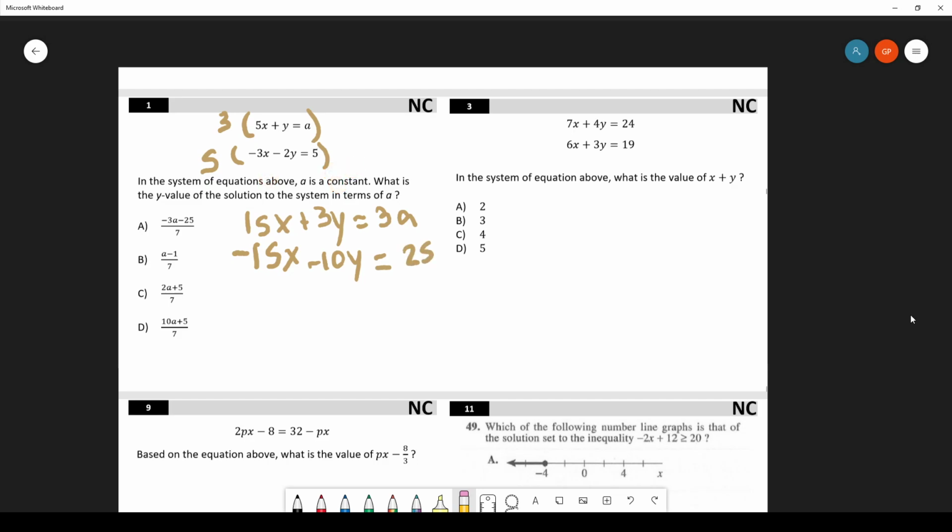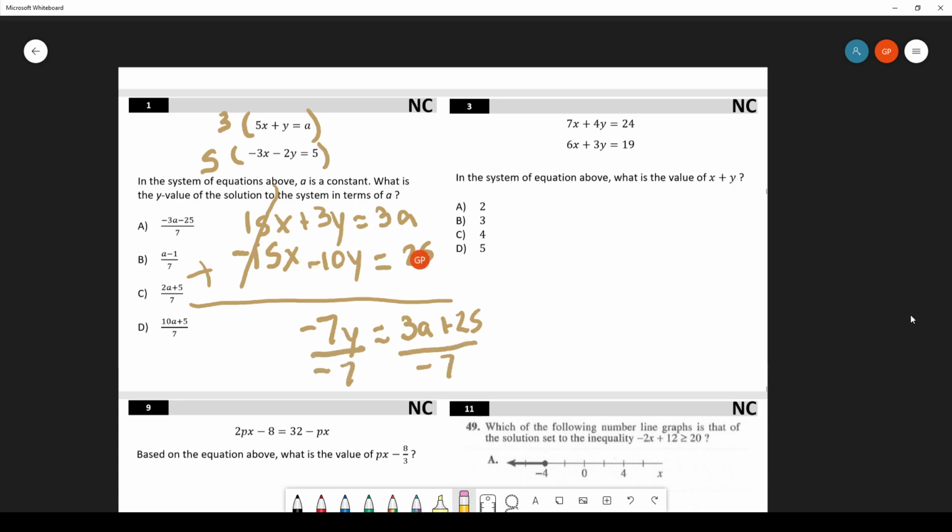So now I'm going to add these together, and I'm going to cancel this. I'm going to get negative 7y is equal to 3a plus 25. So now I'm going to divide by negative 7. And then I'm going to get that y equals 3a plus 25 over negative 7.